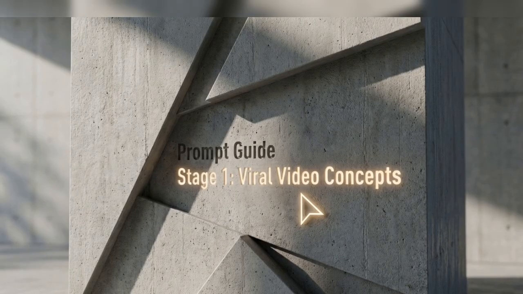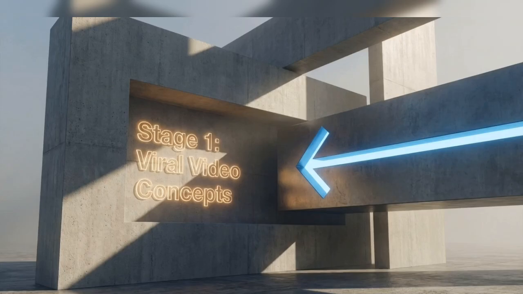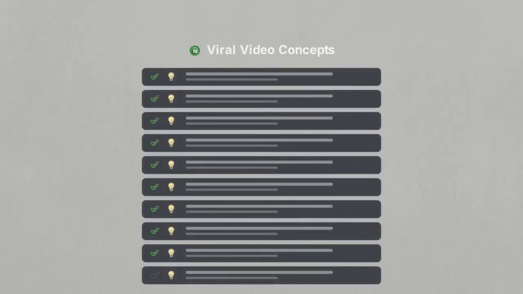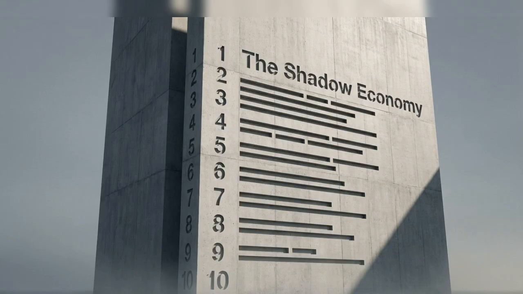To start, copy the Stage 1 prompt from the guide and paste it into ChatGPT to generate a list of viral video concepts. The AI will output 10 distinct ideas, each accompanied by a brief summary of why the topic is likely to perform well.